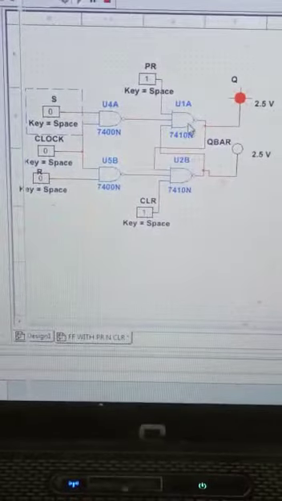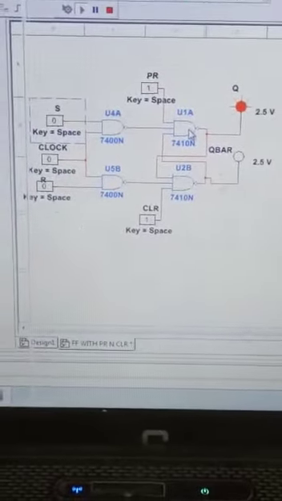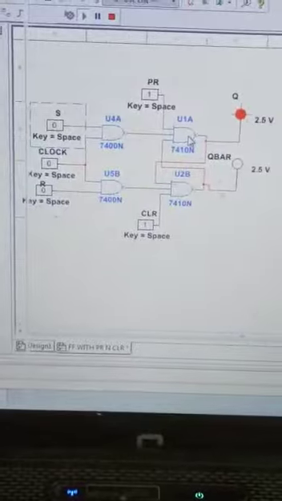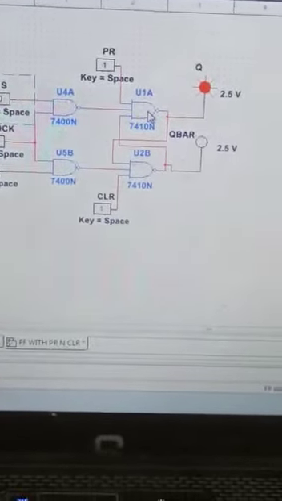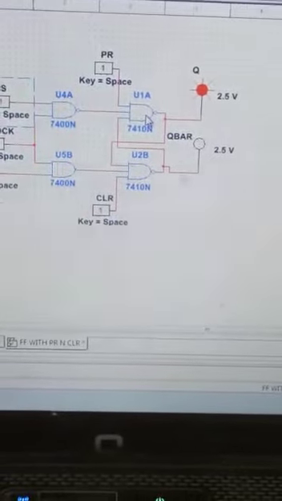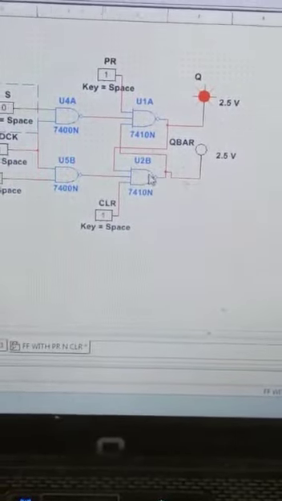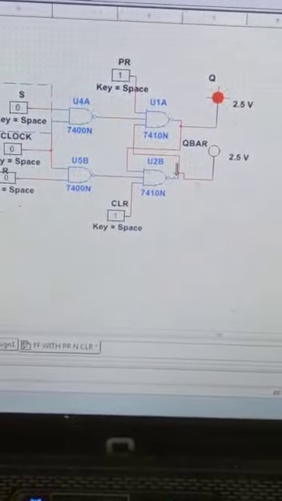Okay, preset is input to the upper NAND gate, whereas clear is input to the lower NAND gate, and the output of this upper NAND gate is Q, whereas the output of the lower NAND gate is Q bar.